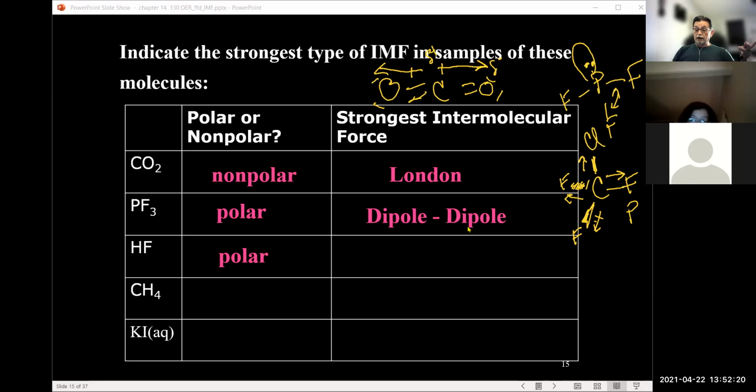Well, it could be dipole-dipole, right? Because we have a polar molecule, right? But we go one more step. Check out the hydrogen bridging. What is the requirement? One, we got to have hydrogen and either nitrogen, oxygen, or fluoride, which we have. And so that takes precedence. So you have a hydrogen bridge force with HF.